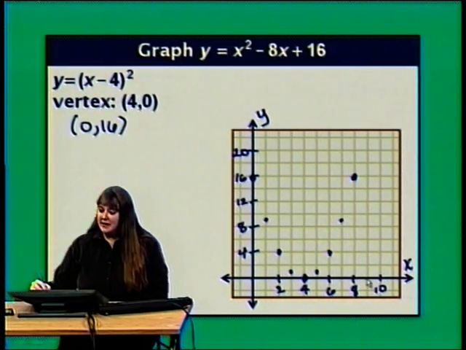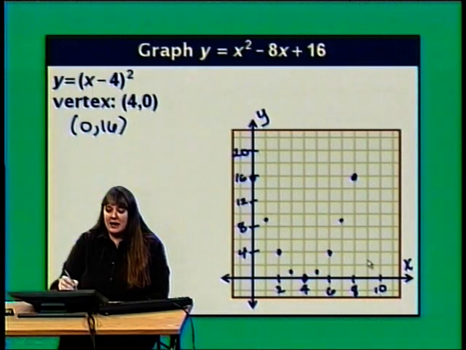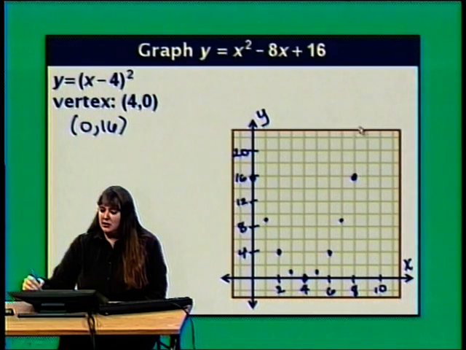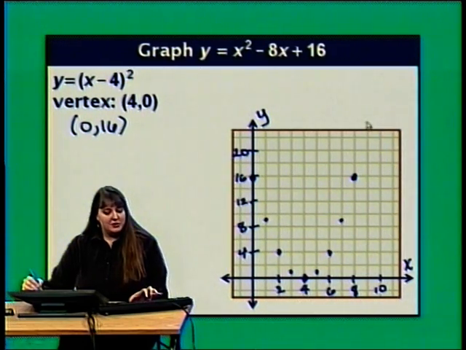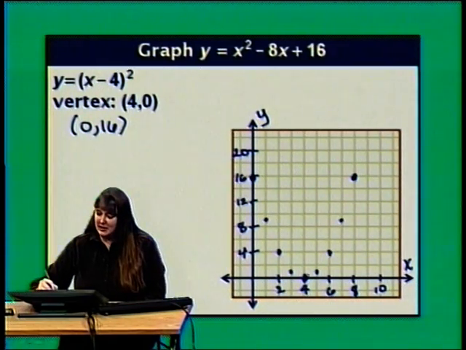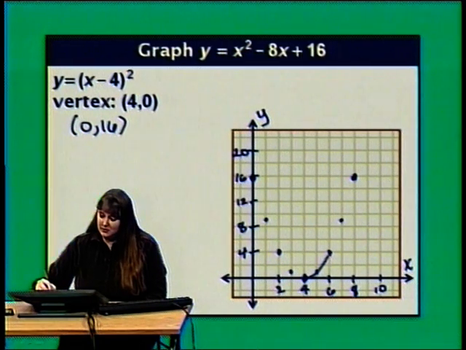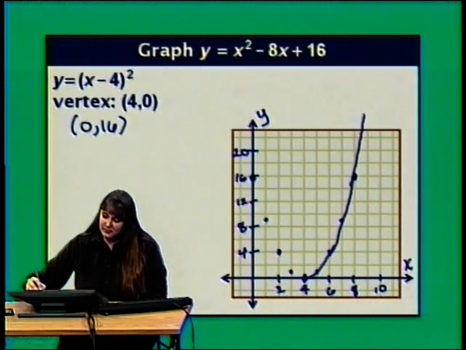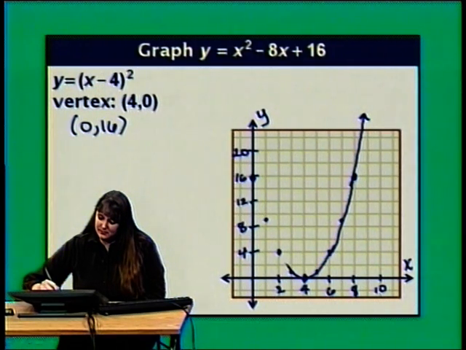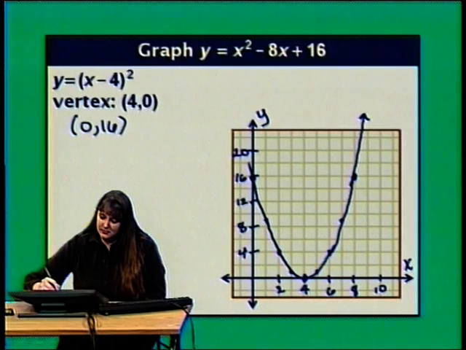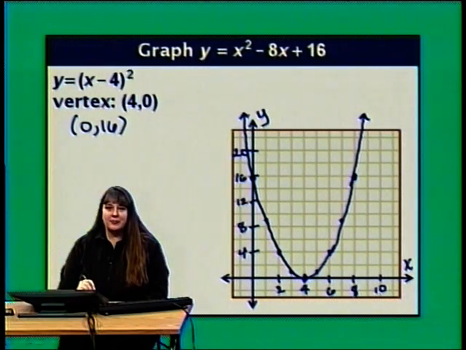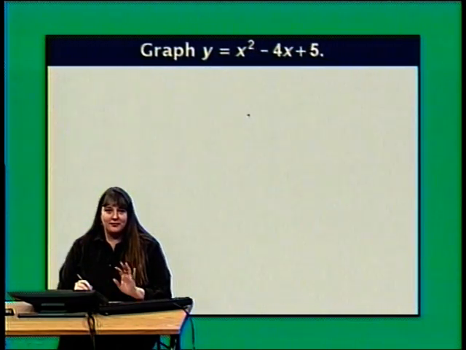Now what happens if x is 9? Well, then I have (9 minus 4) squared, that's 5 squared, which is 25, which is just off my grid. So I'm going to use the points that I have here to sketch the parabola. And our parabola looks something like this.